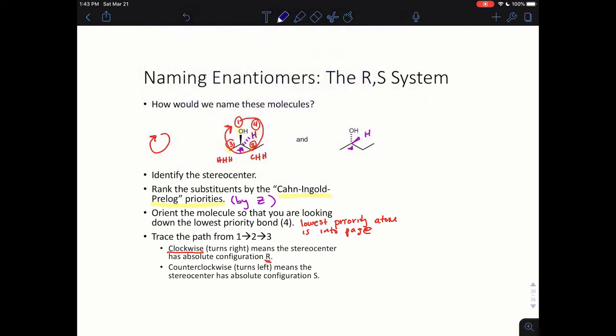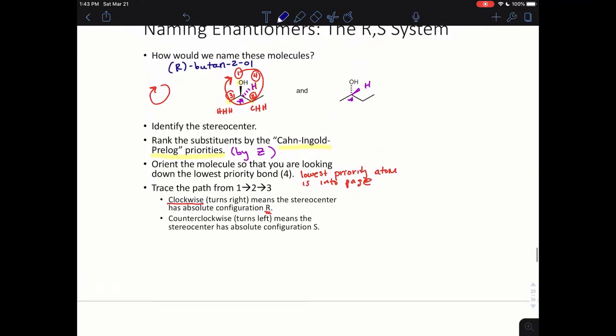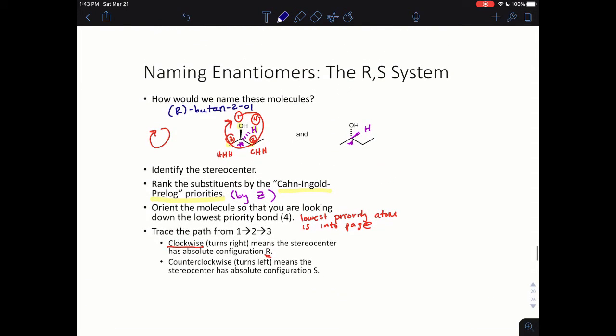And then we'll see an example where it's going counterclockwise in just a moment. So this molecule on the left, it is R-butane-2-ol. R is telling you the absolute configuration of the stereocenter. So we're going to try this again now. We're going to try this again for the other enantiomer.